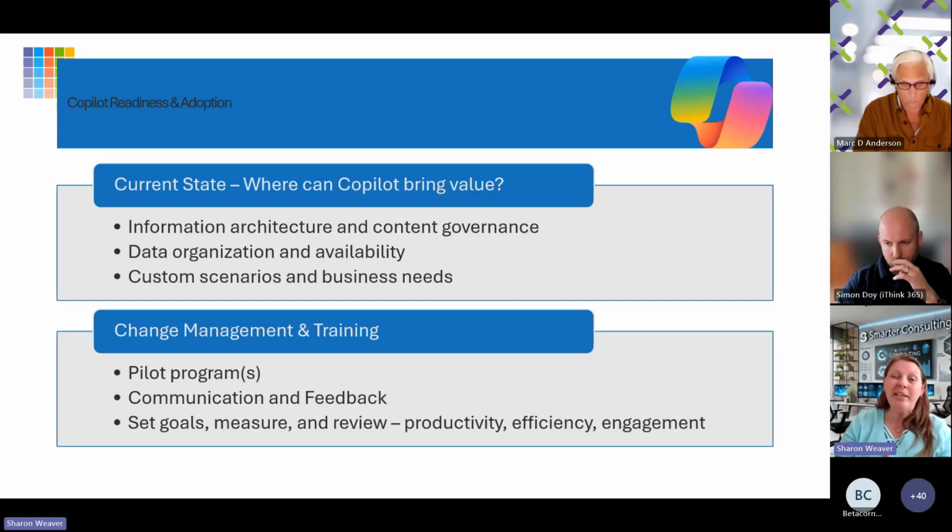And the ones that you really need to think about, that are probably going to bring you the most value, that you need to be thoughtful about, are things like information architecture and content governance, because if you lay Copilot on top and you're ready, it's going to be fantabulous. If you lay Copilot on top and you're not ready, it's going to be an absolute utter disaster and a security nightmare. Data organization and availability, same answer. Custom scenarios and business needs.